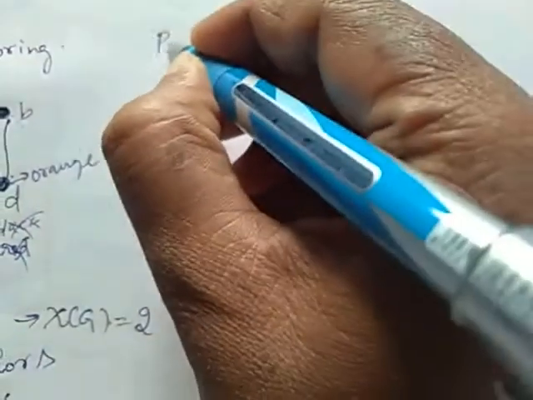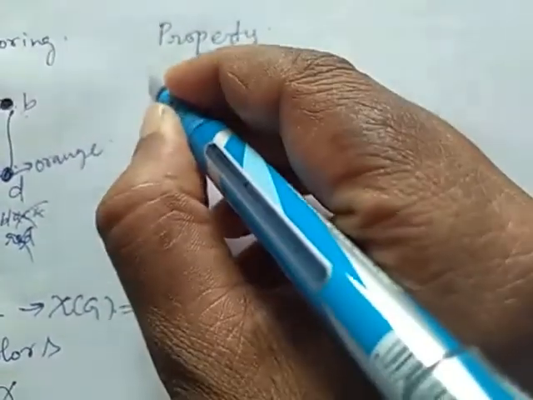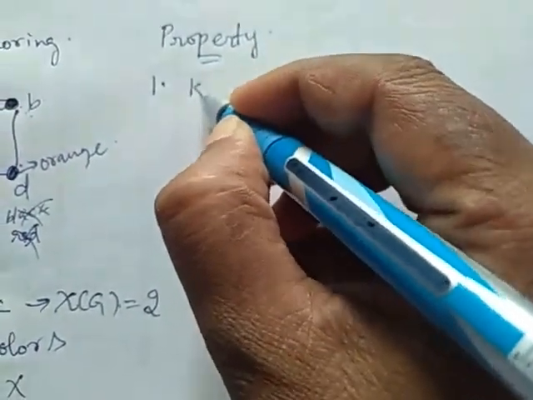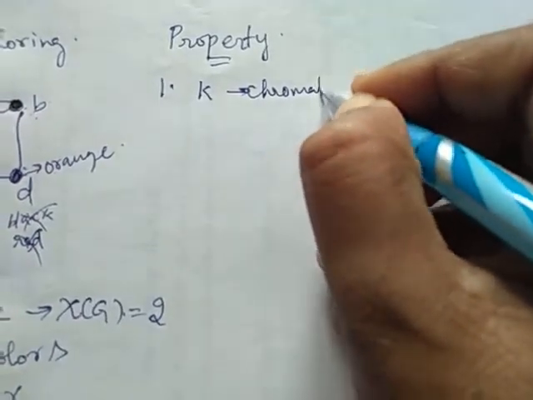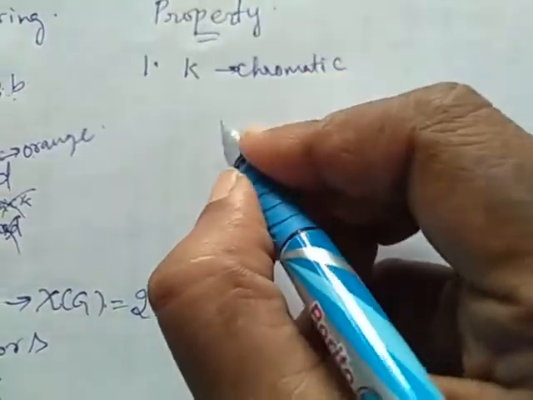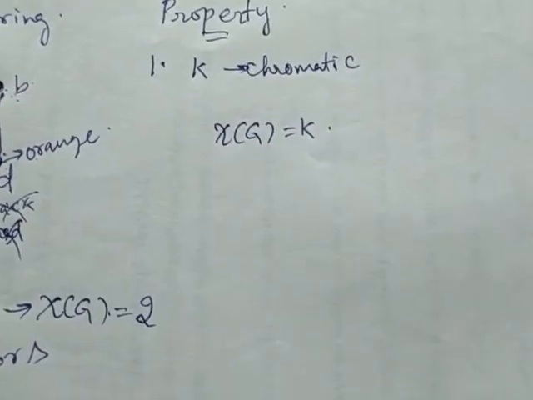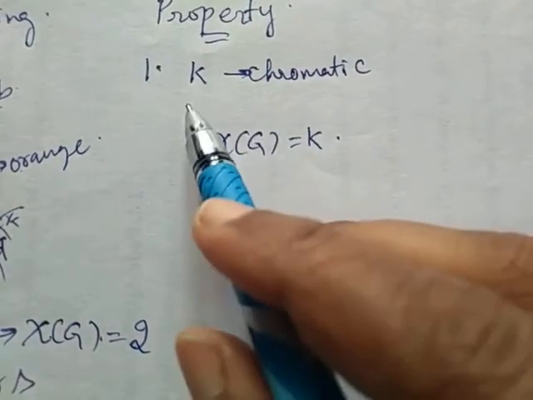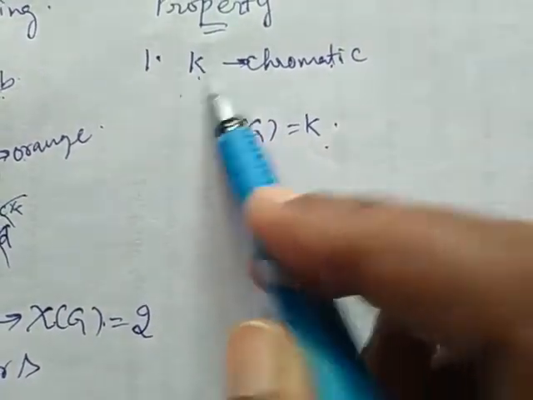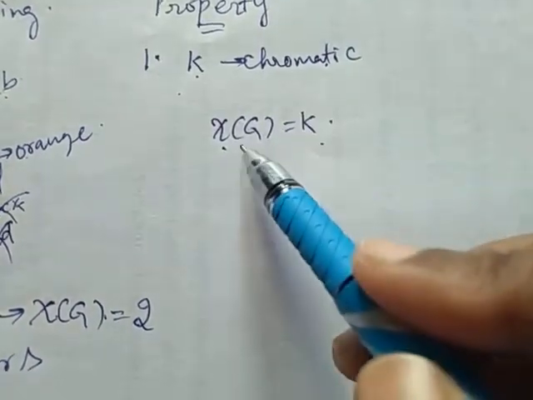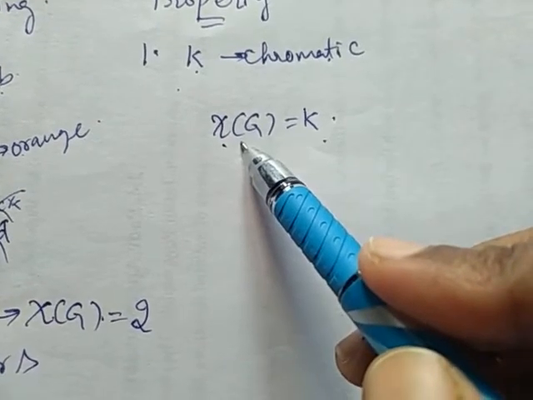We'll study some properties of colorable graphs. First one, if it is a k chromatic graph, then the graph's chromatic number chi of G should be k. It means using k number of colors, we can color the graph properly. Obviously, the least number of colors required to color the graph is k itself.